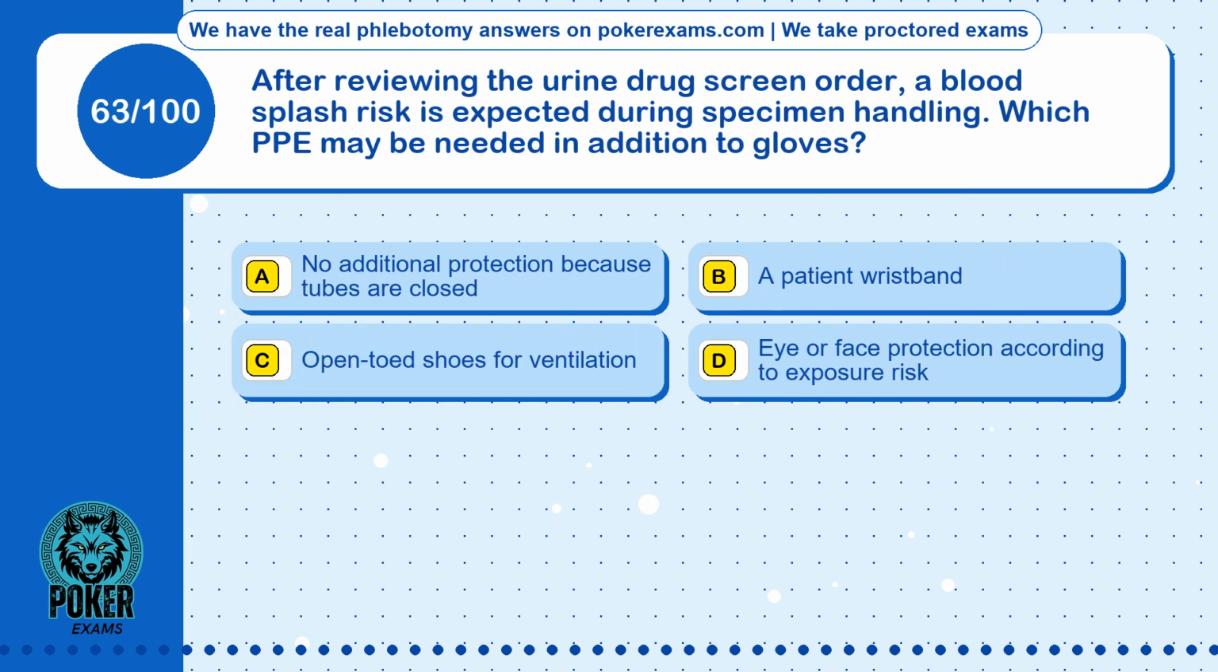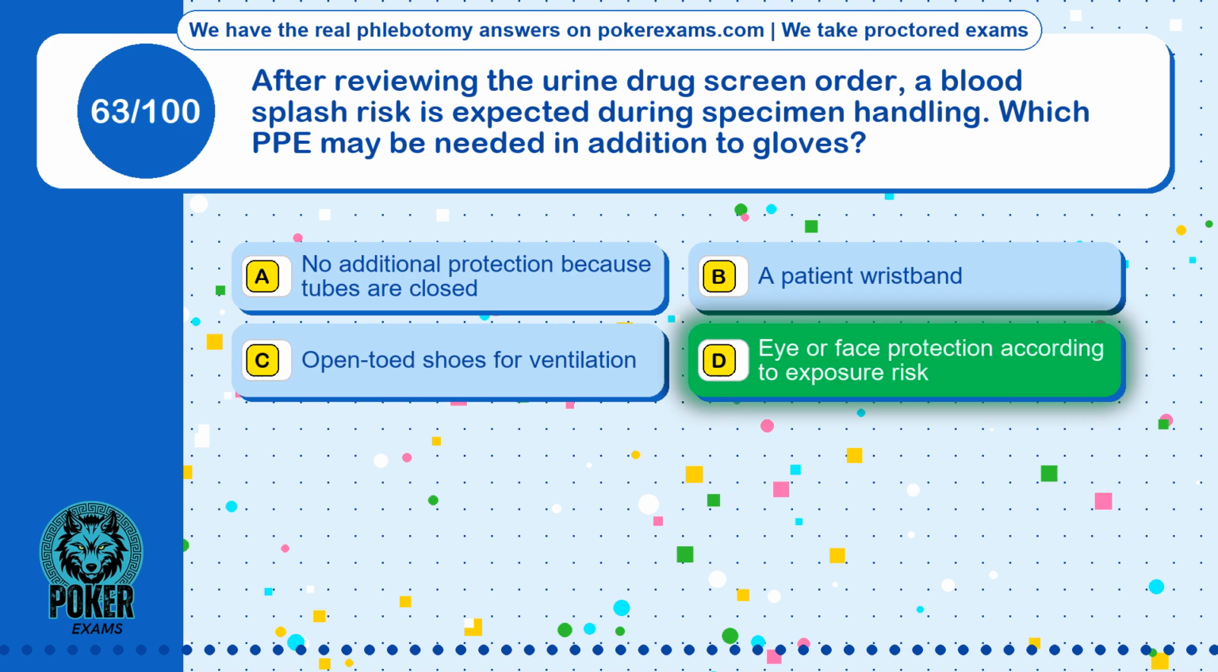Question 63. After reviewing the urine drug screen order, a blood splash risk is expected during specimen handling. Which PPE may be needed in addition to gloves? Option A. No additional protection because tubes are closed. Option B. A patient wristband. Option C. Open-toed shoes for ventilation. Option D. Eye or face protection according to exposure risk.